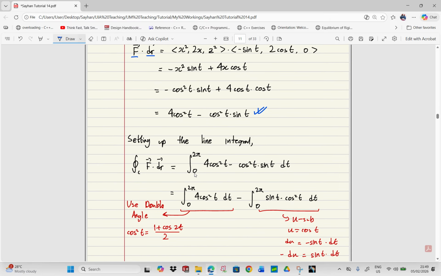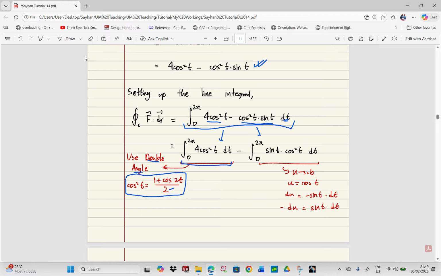It's a single integral, right? We don't have to integrate over two variables, just with respect to t. So we got 4 cos squared t minus cos squared t sine t. I suggest separating the integrals, because it'll be easier to integrate both functions. For the first one, we can integrate using the double angle, where cosine squared t is (1 plus cosine 2t) over 2. And for sine t cosine squared t, I suggest using u substitution.